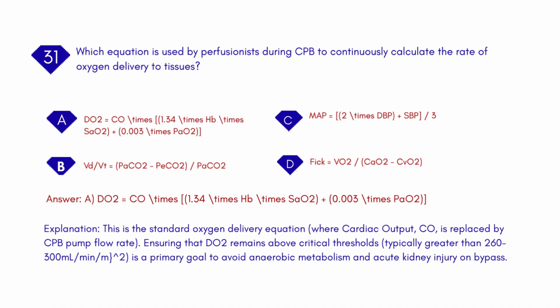flow rate. Ensuring that DO2 remains above critical thresholds, typically greater than 260-300 ml/min/m², is a primary goal to avoid anaerobic metabolism and acute kidney injury on bypass.